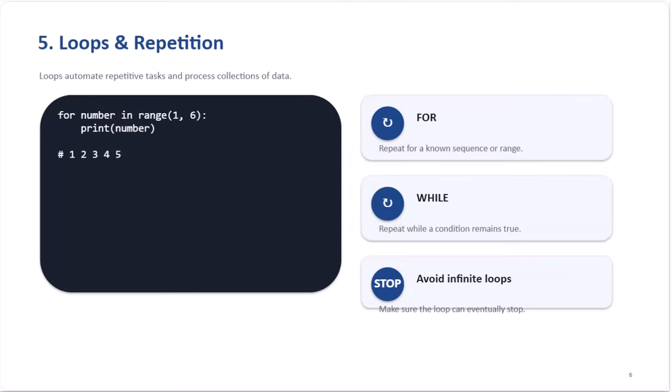Loops and repetition. Loops allow us to execute the same instructions multiple times. A for loop is useful when we want to process a known sequence or a specific number of elements. A while loop continues executing while a particular condition remains true. Loops are extremely important because they allow programmers to automate repetitive tasks. However, we must be careful with conditions. If a loop never becomes false, the program can create an infinite loop.